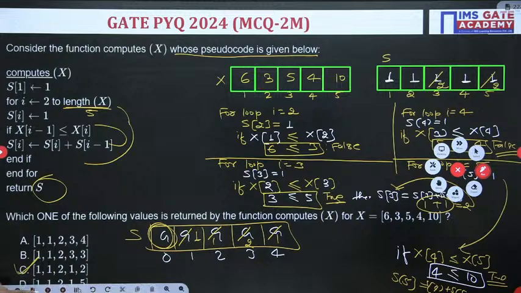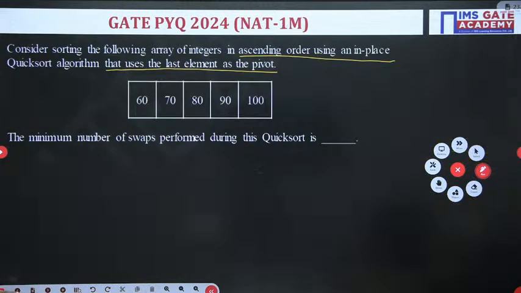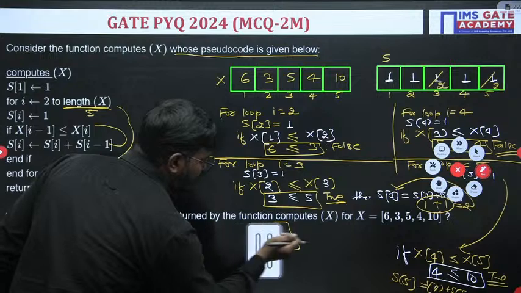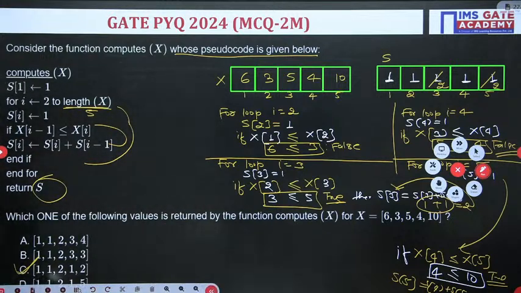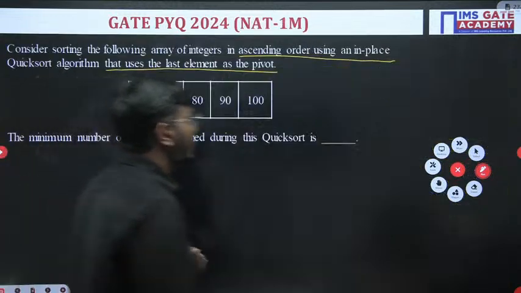Okay, now see. It means here the array is starting from 1. Okay, fine. Now see here, take this question here.